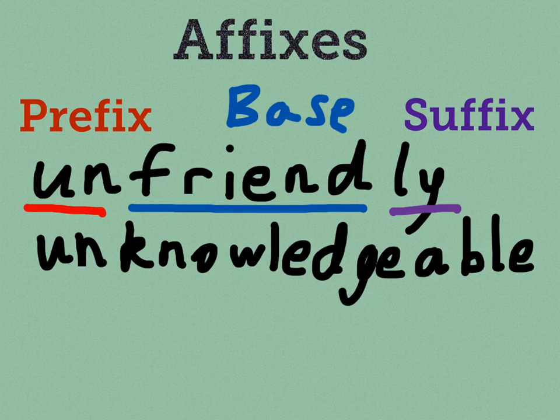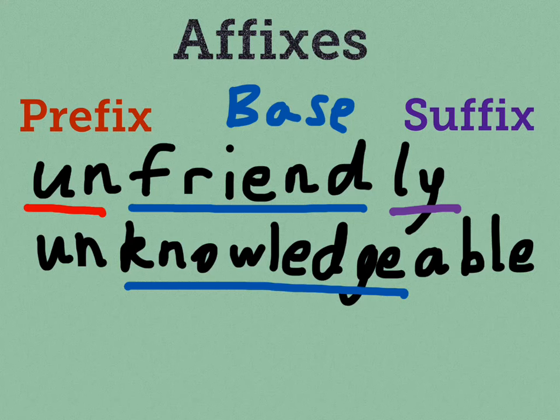If we had the word unknowledgeable, you have your base word, which is knowledge, and you have your suffix, which is able. So someone who's knowledgeable is able to use their knowledge. They have a lot of knowledge. But again, here the un makes it not. So someone who's unknowledgeable does not have a lot of knowledge. They're not able to use their knowledge.